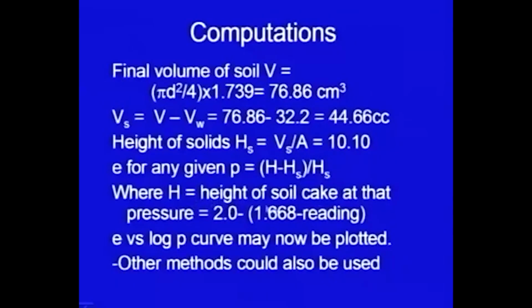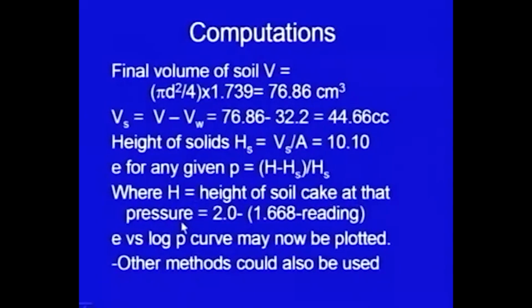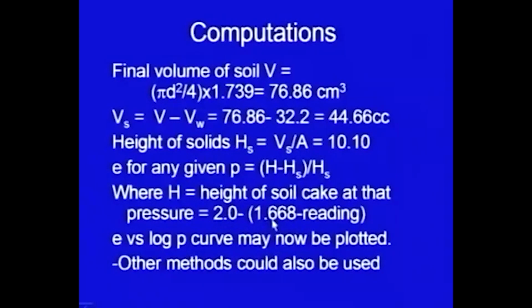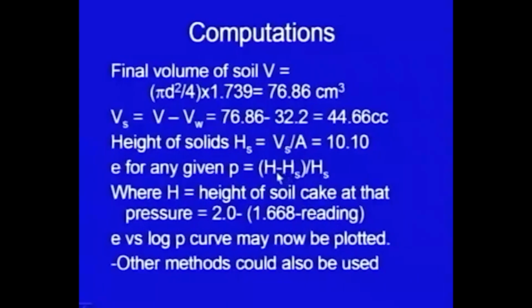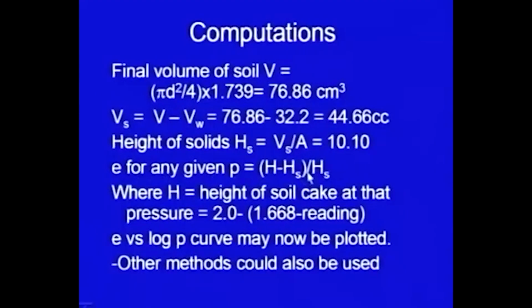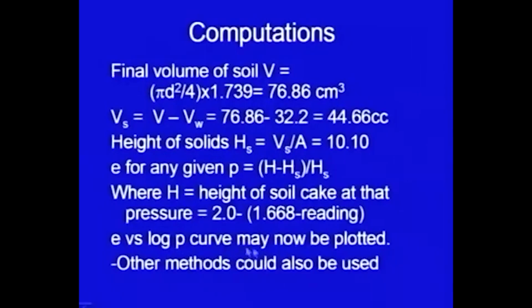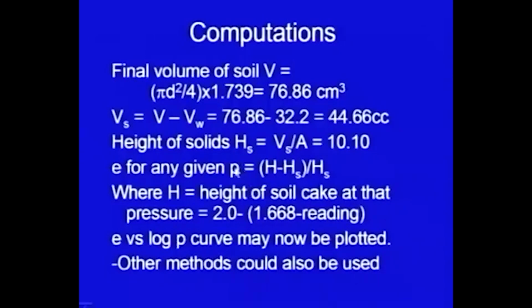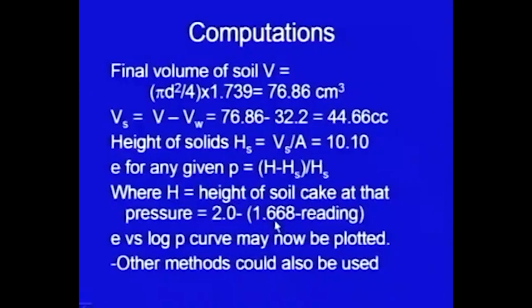H is the height of the soil cake at that particular pressure, and that will be the initial height minus the first reading, and minus the reading corresponding to that particular pressure P. So, (H minus Hs) divided by Hs gives you e, the void ratio for that particular pressure. So, e versus log P curve may now be plotted. You can get e for different P values, and then you can plot the e versus log P curve. I have discussed only one method. There are several other procedures also which you can use.